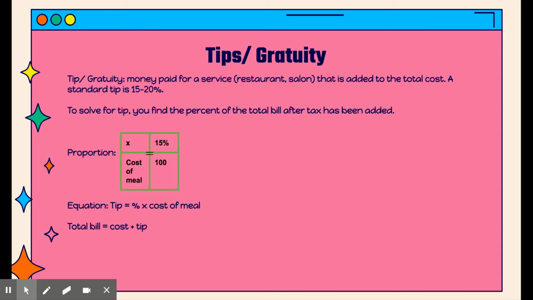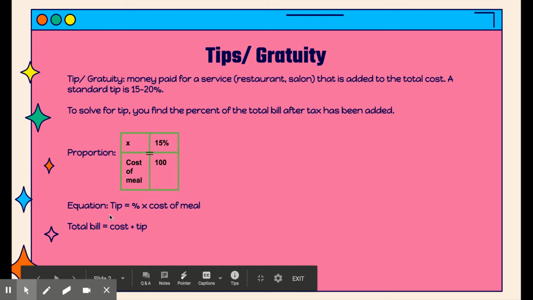You can do this as a proportion or an equation. You would have x, which will be what the tip is going to be. That's what we're trying to find. And that would be over the cost of your meal, equal to 15% or 20% or whatever percent you want to use to tip, over 100. Now, why are we putting over 100? Because remember, percent is over 100, okay? Cent meaning 100, all right?